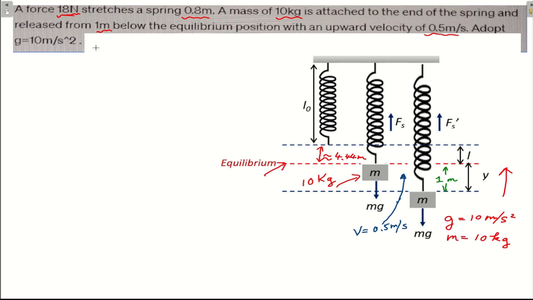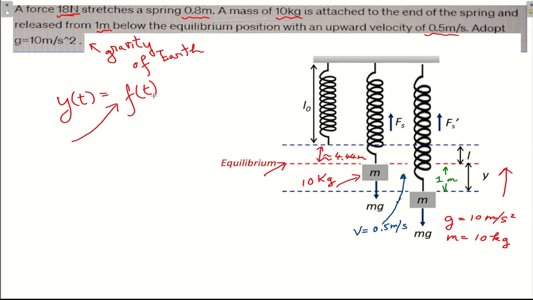And adopt the g. What is the g? The g is the gravity of the Earth. Let's say the gravity of the Earth is 10 meters per second squared. And now we want to calculate the displacement equation. Let's say y(t) is equal to some function of t. What we want to do is to get this function. And now we go to the mathematical part. Now let's get our hands dirty and calculate the differential equation in second order and solve it.